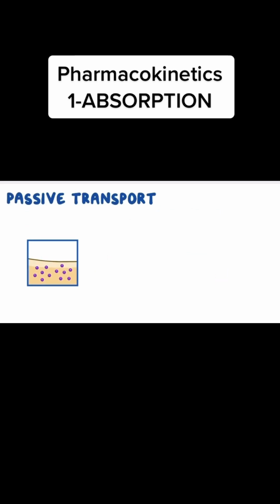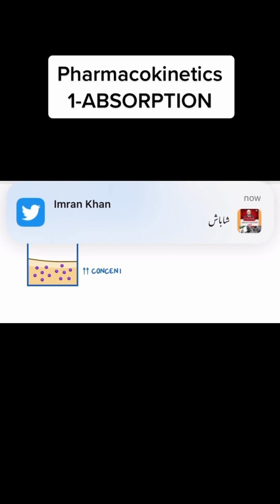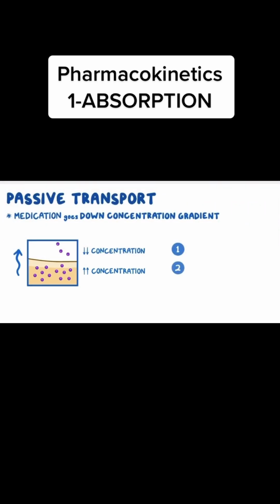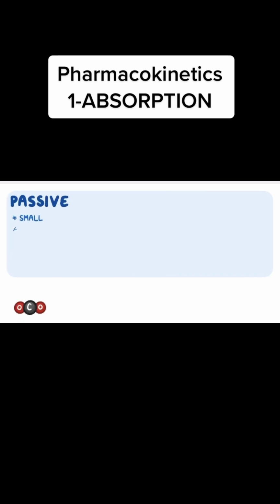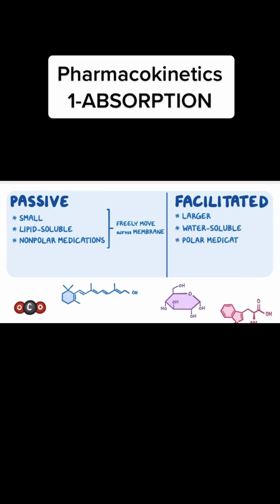With passive transport, the medication goes down its concentration gradient, so from an area of higher concentration to an area of lower concentration. There are 2 types of passive transport: passive diffusion and facilitated diffusion. Passive diffusion allows small, lipid-soluble, and nonpolar medications to freely move across the membrane. Facilitated diffusion, on the other hand, allows larger, water-soluble, and polar medications to move across the membrane through transport proteins like channels and carrier proteins.